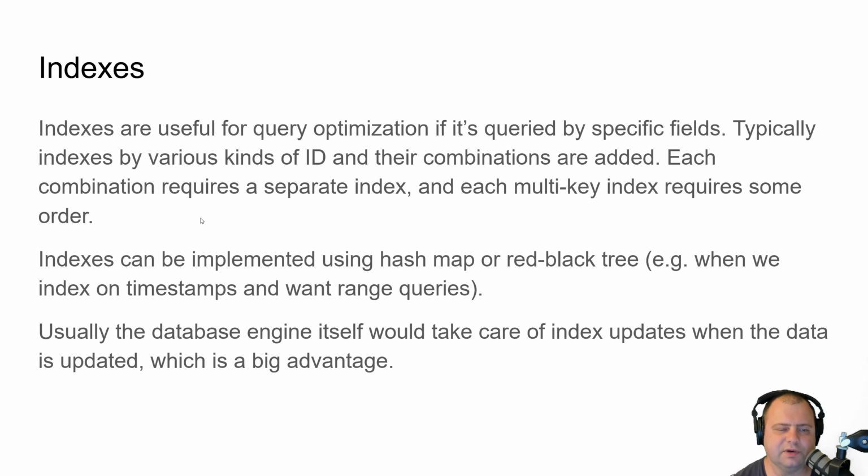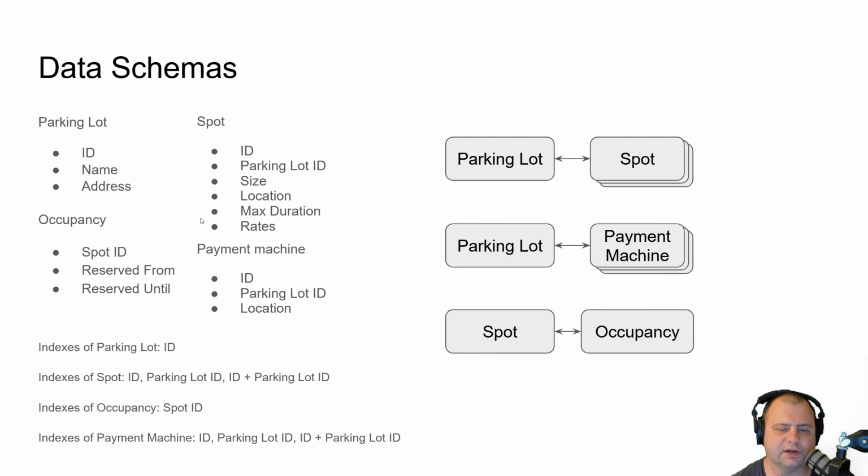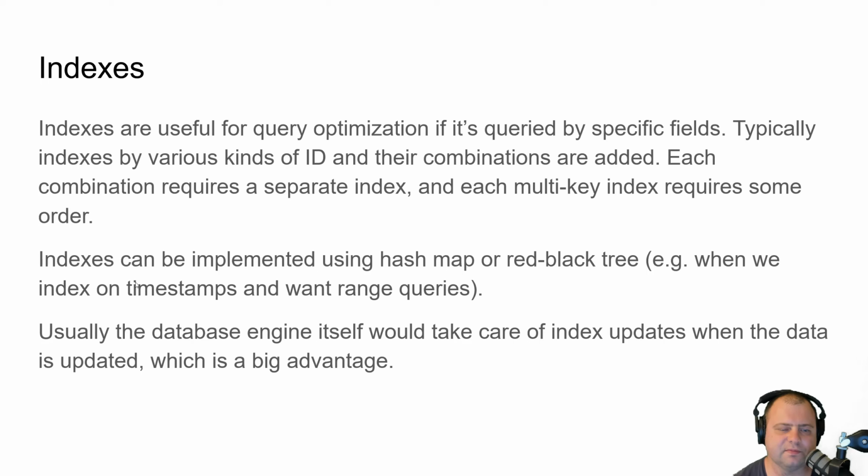Actually, going back to here, we can add indexes for reserved from, reserved until, especially reserved until, to be able to easily query what's expired or about to expire. So indexes can be implemented using a hash map or a red-black tree, specifically for cases when we have indexes on timestamps and want to do some range queries. Those give a good combination of update speed and also query speed, and some upper bound, lower bound.